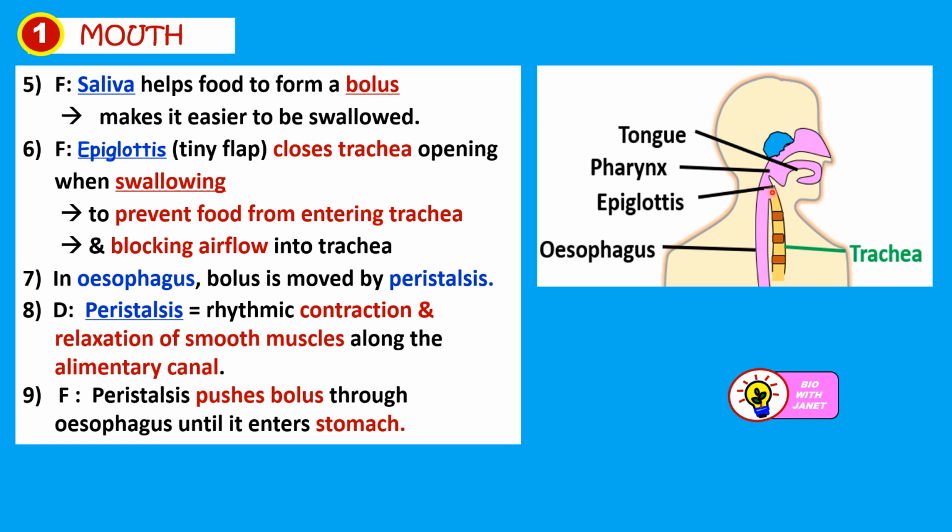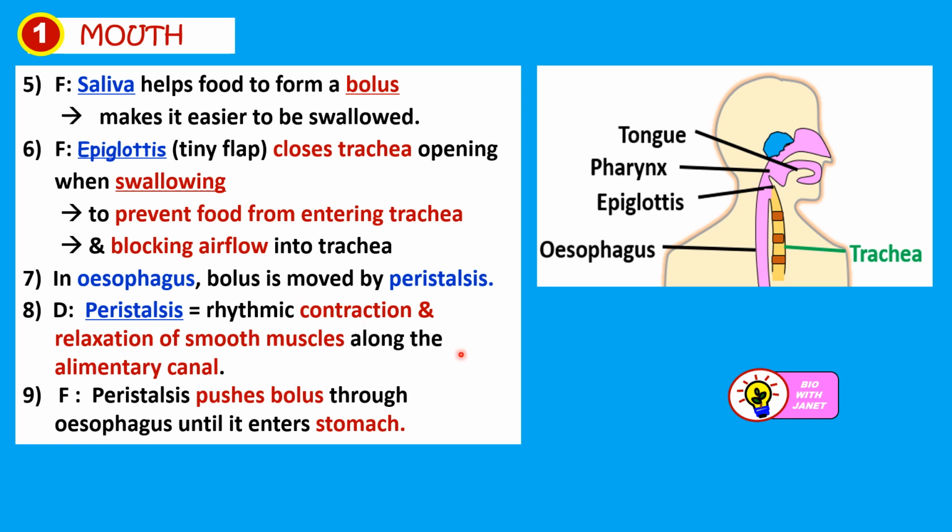Okay, try and swallow now. You can feel something moving downwards, and that is the epiglottis. So it will cover the opening of the trachea so that the food can go down into the right channel, which is the esophagus. Okay, so this will prevent choking. The epiglottis closes the trachea opening when we are swallowing to prevent food from entering the trachea and blocking the airflow into the trachea.